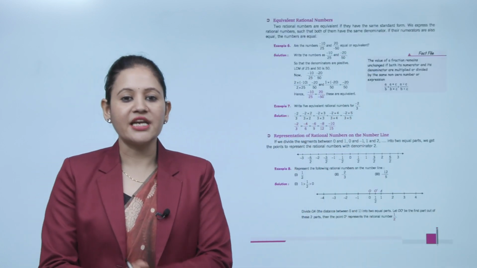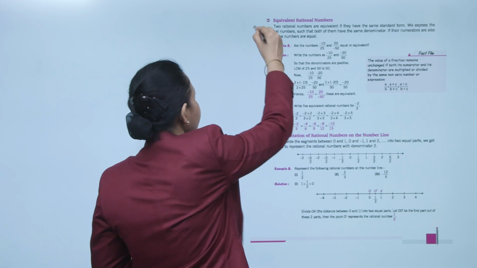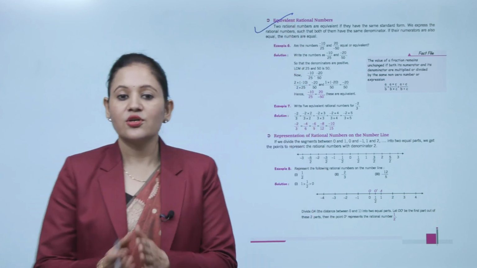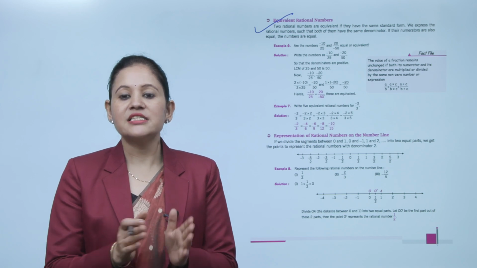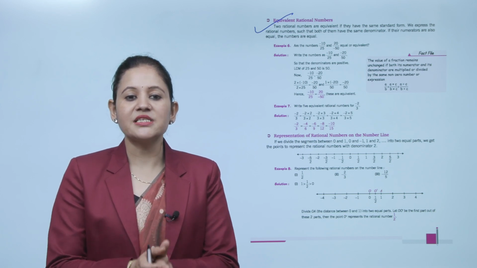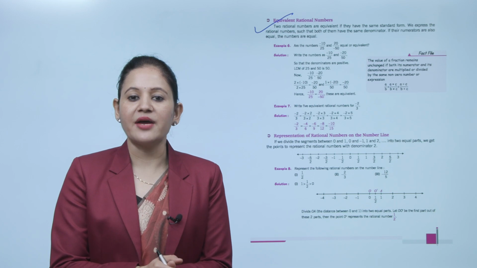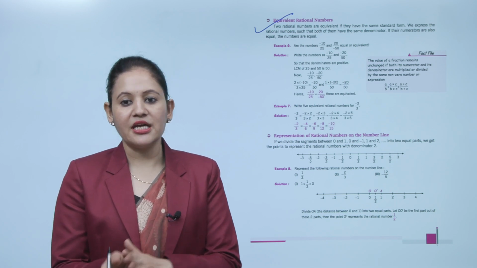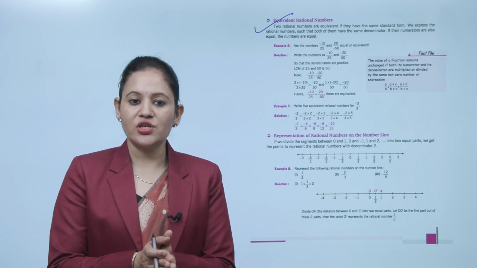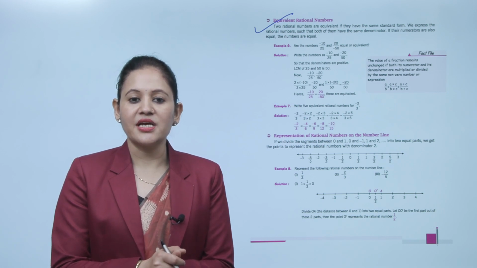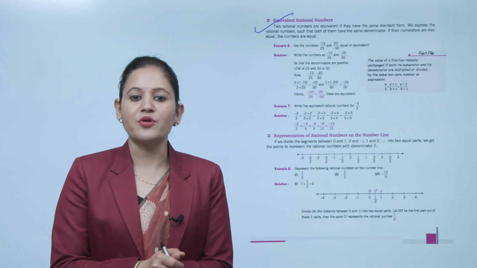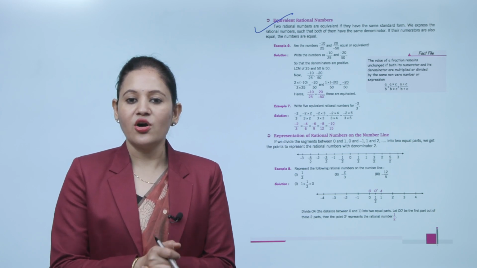Next is equivalent rational numbers. Two rational numbers are equivalent if they have the same standard form. We express the rational numbers such that both of them have the same denominator. If their numerators are also equal, the numbers are equal. For example, are minus 10 upon 25 and 20 upon minus 50 equal or equivalent?